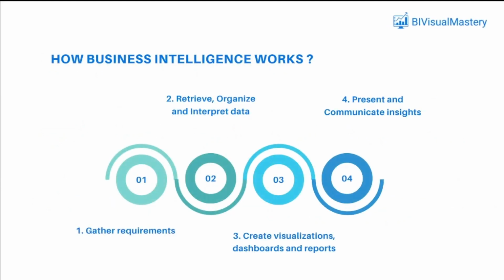Now let's see how business intelligence works. Here are the four most important steps in a business intelligence process. The first one is to gather requirements about the business problem from stakeholders, team members, and partners. The next important step is to retrieve, organize, and interpret data.